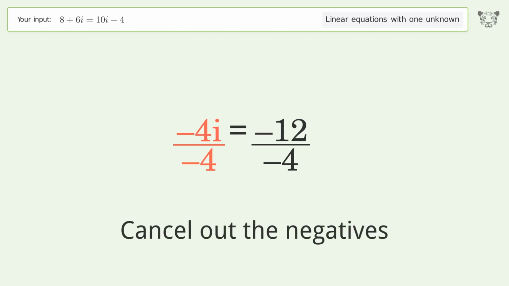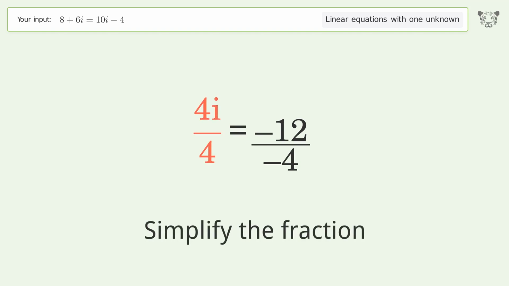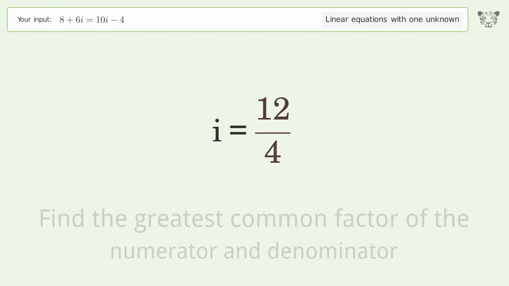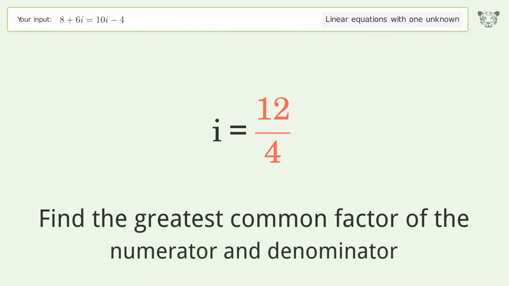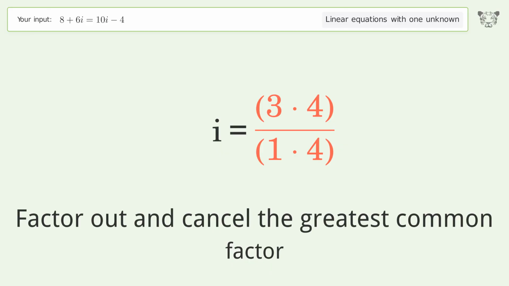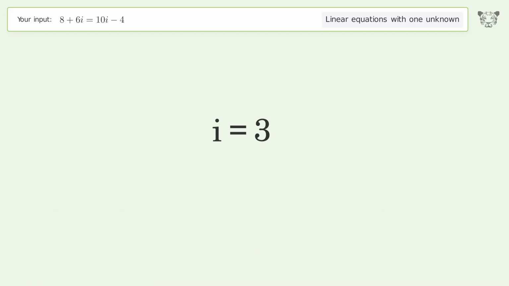Cancel out the negatives. Simplify the fraction. Cancel out the negatives. Find the greatest common factor of the numerator and denominator. Factor out and cancel the greatest common factor. And so the final result is i equals 3.